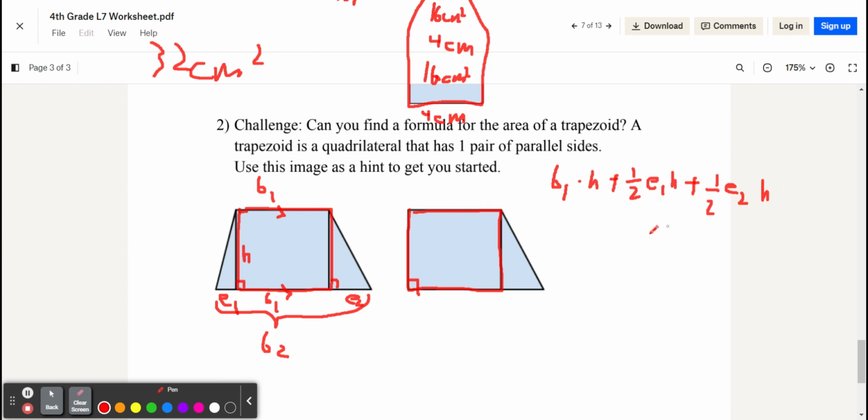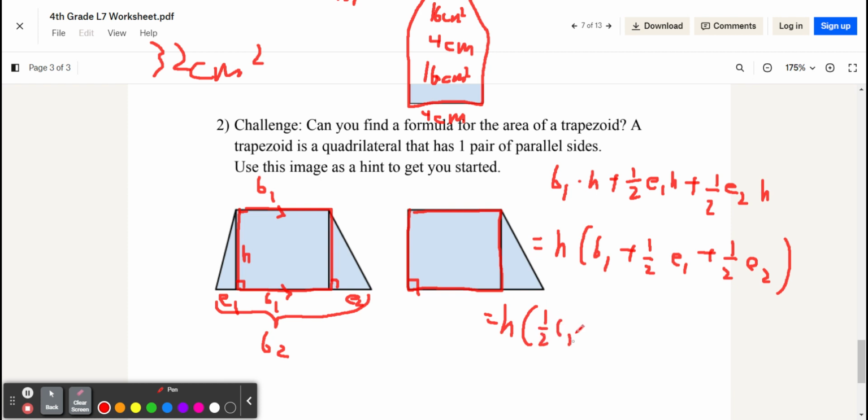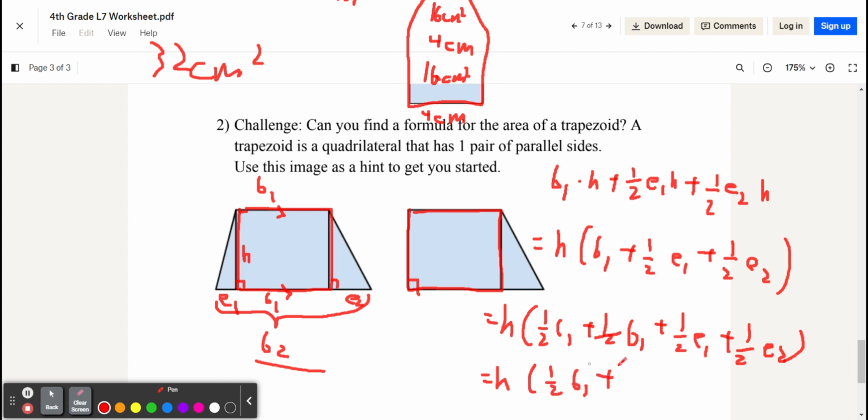We're going to factor out an H from all three of these, which will leave us with B1 plus 1/2 E1 plus 1/2 E2. And then this is another advanced step. We're going to separate this B1 into 1/2 B1 and 1/2 B1. 1/2 B1 plus 1/2 B1 plus 1/2 E1 plus 1/2 E2. Now we have this line here. E1 plus B1 plus E2 makes B2. So 1/2 B1 plus 1/2 E1 plus 1/2 E2 makes 1/2 B2. Wow, that's crazy.